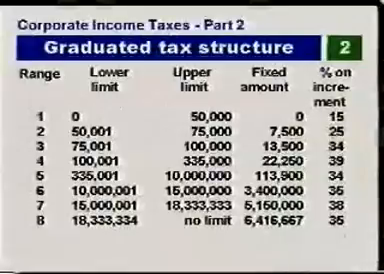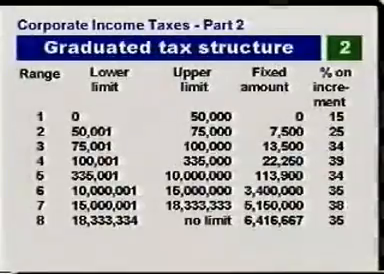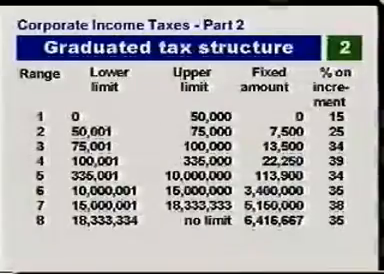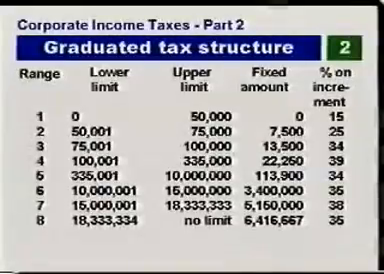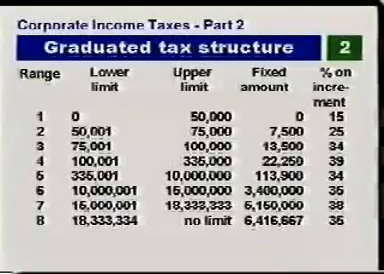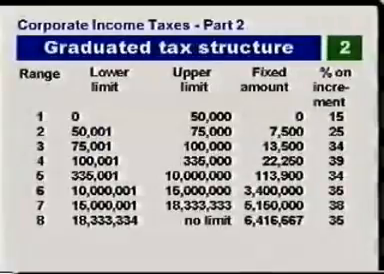Let's recall the graduated tax structure that's currently in effect in the United States. Remember, there are 8 ranges or brackets. The lowest bracket, from 0 to 50,000, is taxed at 15%. Income in the second bracket, from 50 to 75, is taxed at 25%. From 75 to 100,000, the income is taxed at 34%. Then the tax rate goes up to 39%. And then something strange happens.